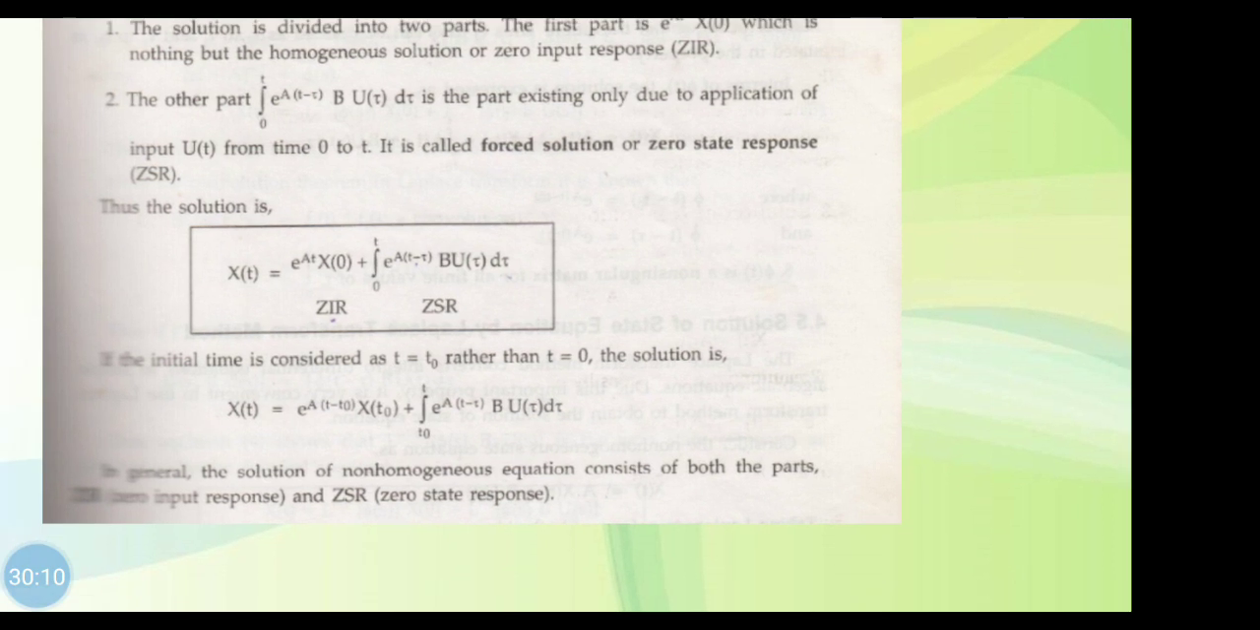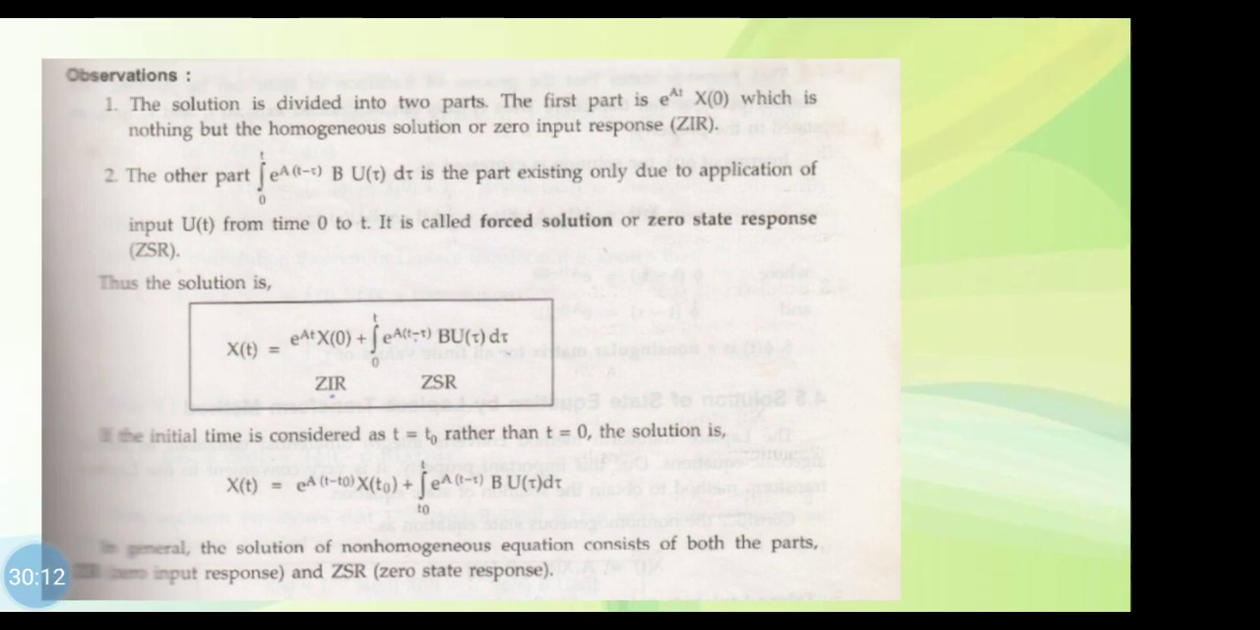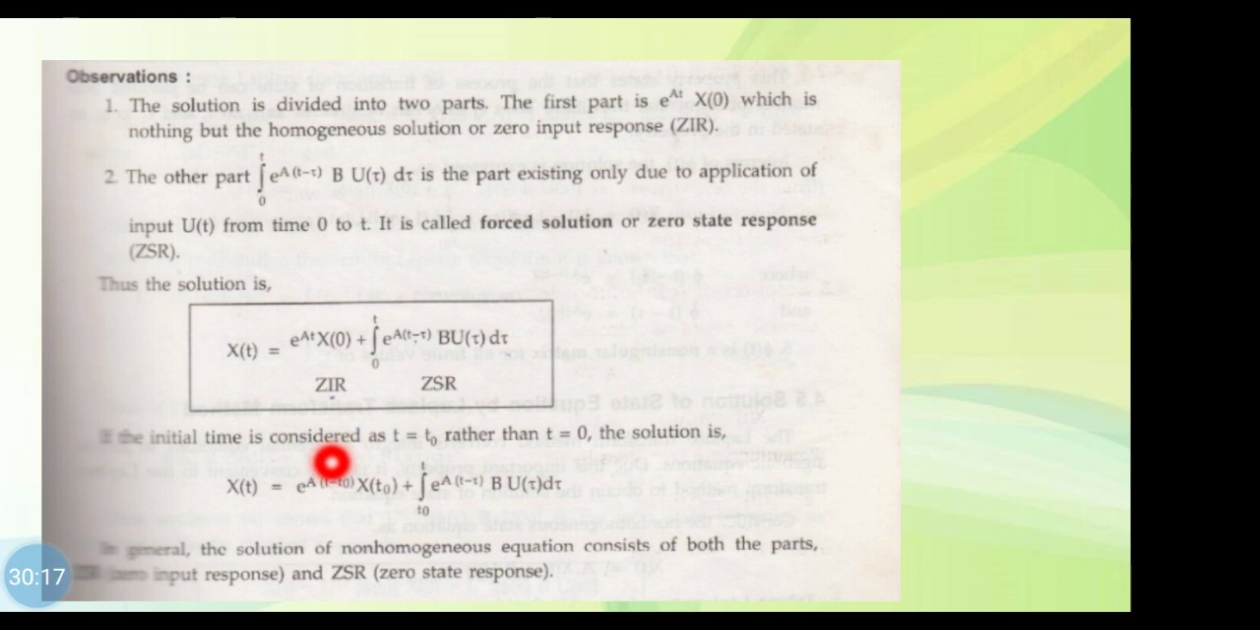If the initial time is considered as t equal to t naught rather than t equal to 0, the solution is x of t is equal to e raised to a (t minus t naught) x of t naught plus integration t naught to t of e raised to a (t minus tau) b u of tau d tau. In general, the solution of the non-homogeneous equation consists of both the parts, ZIR and ZSR. Okay, we'll stop here.